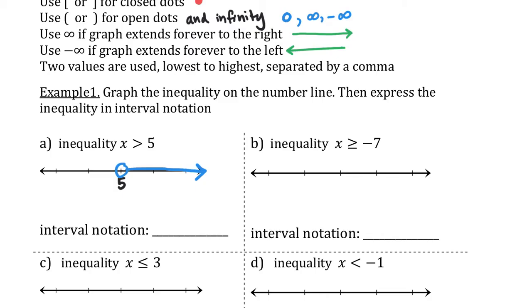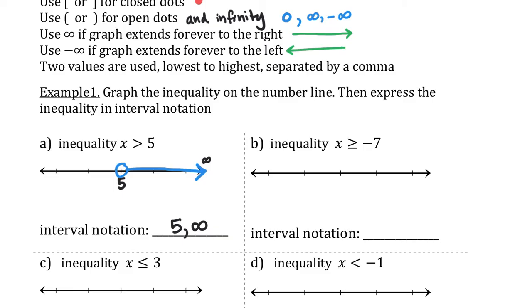Now for interval notation, we go from lowest to highest. So if I follow this number line from left to right, we first start shading the number line at 5. So my lowest number is 5, comma. And then it's shaded all the way to the right, or right arrow. Since it goes forever to the right, we represent that with infinity or positive infinity. So this graph starts at 5 and extends all the way to infinity. That's the format for interval notation.